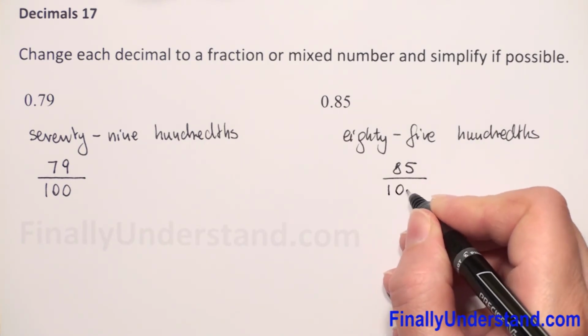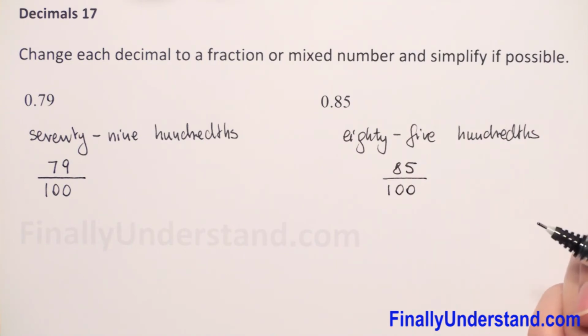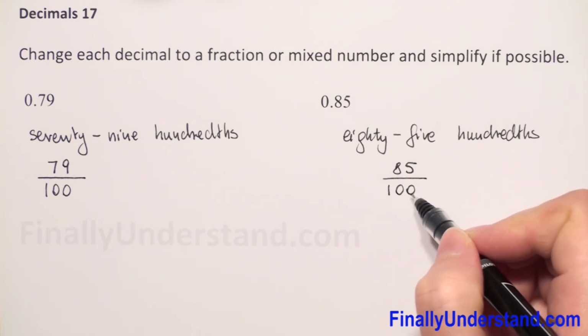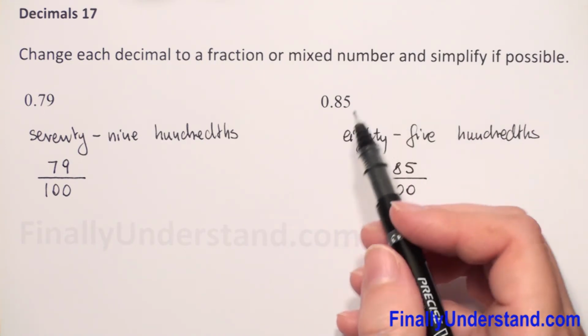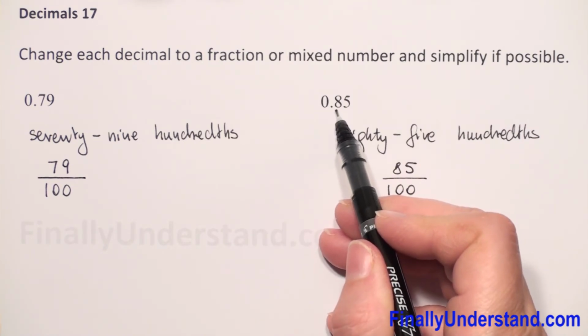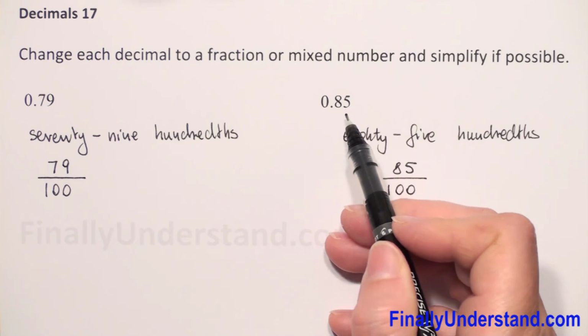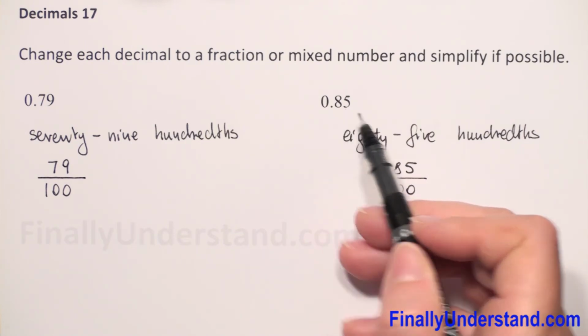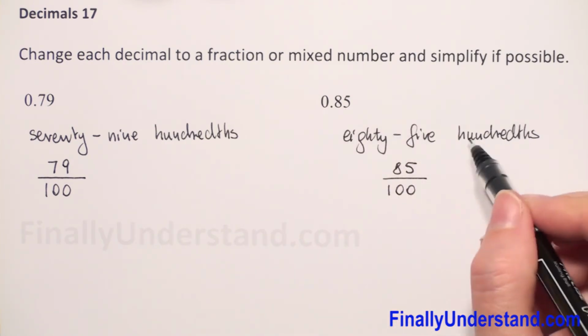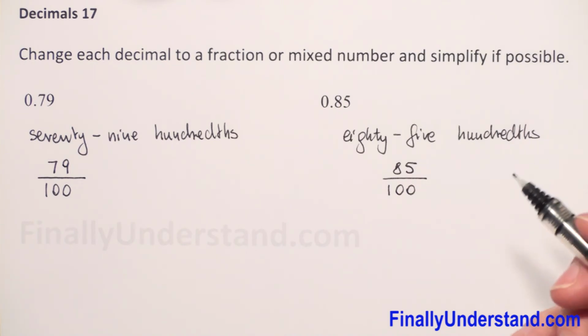So we have to just write 100 in our denominator, because first digit after decimal point is tenth, next is hundredth. We have only 2 digits, so that's why we have to write hundredths. So next step, we have to check if we can reduce something. We have 85 and 100.